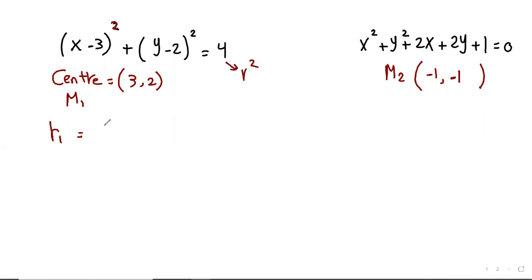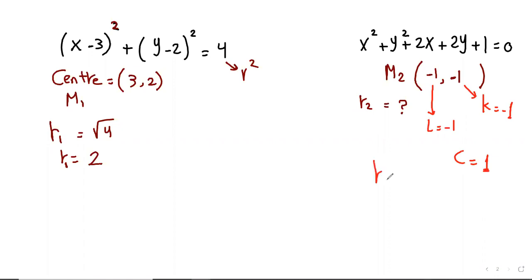So R1 is the square root of 4. So what is R1? Equals 2. Helena, what is R2 here? How can you get R2? It will be the square root of L to the power of 2, plus K to the power of 2, minus C. You are correct and following along well. This is negative 1, this is K negative 1, and this is C equals 1.